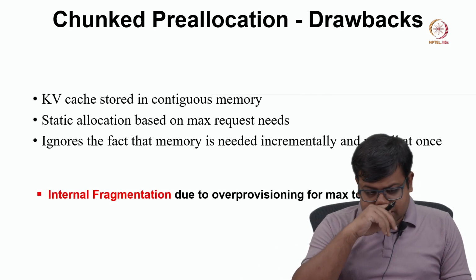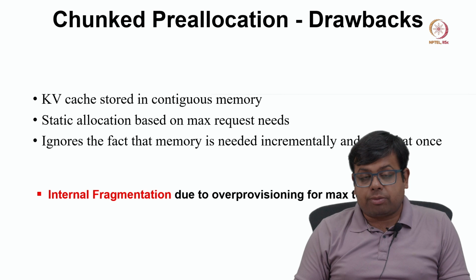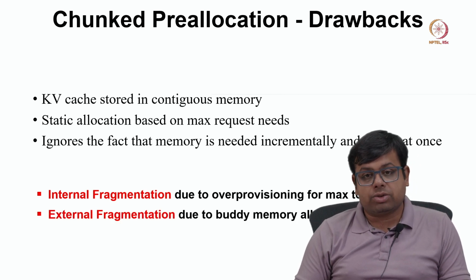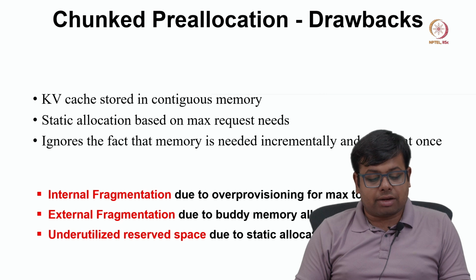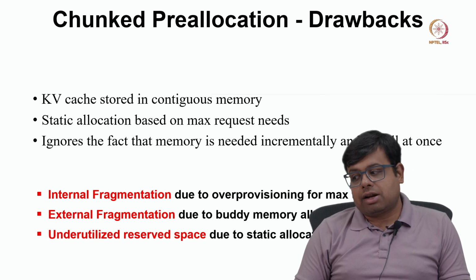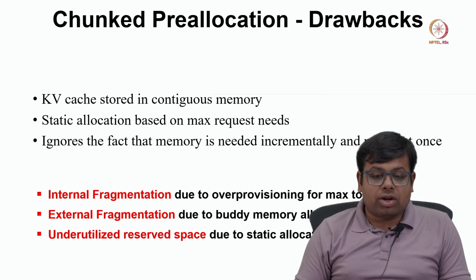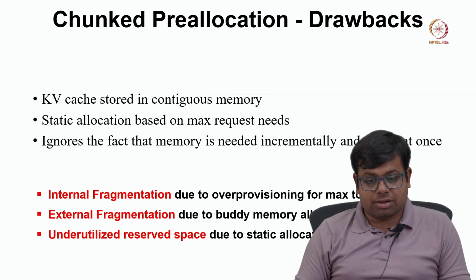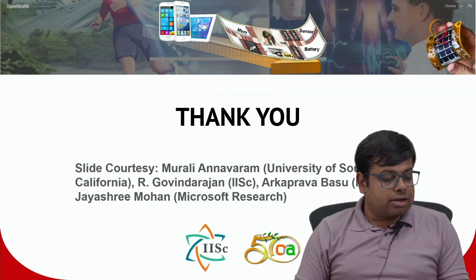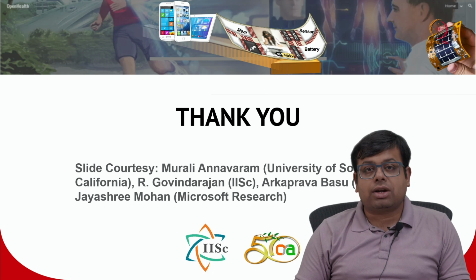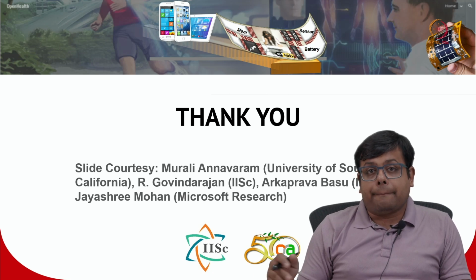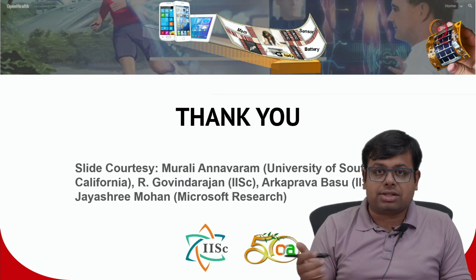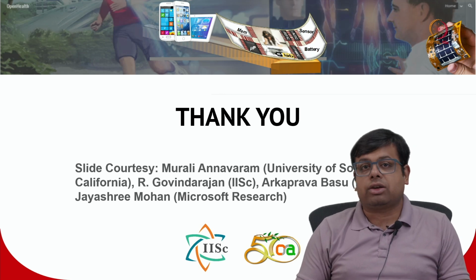We already discussed that internal fragmentation happens due to over-provisioning for maximum tokens, and external fragmentation happens due to memory allocators. And due to internal and external fragmentation, we have underutilized reserved space because of all these static allocation policies. So with that, let's finish this lecture. In the next one, we will see the main idea to address this challenge of underutilization. Thank you very much.